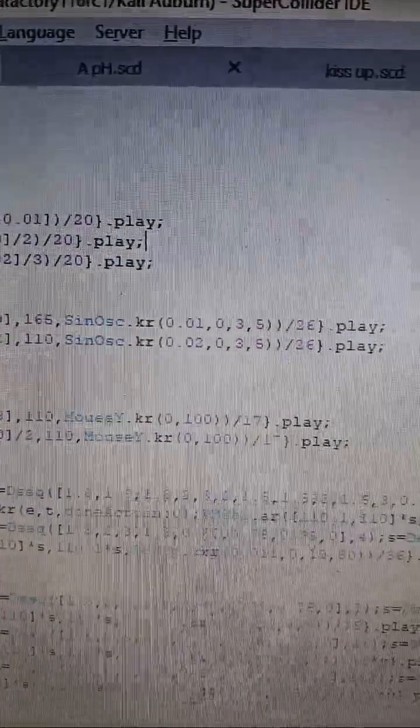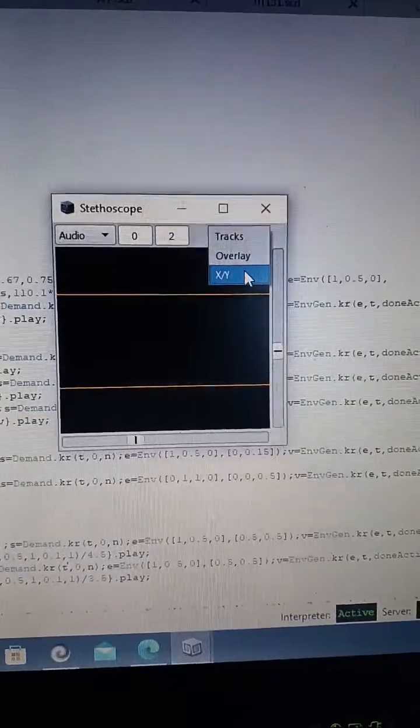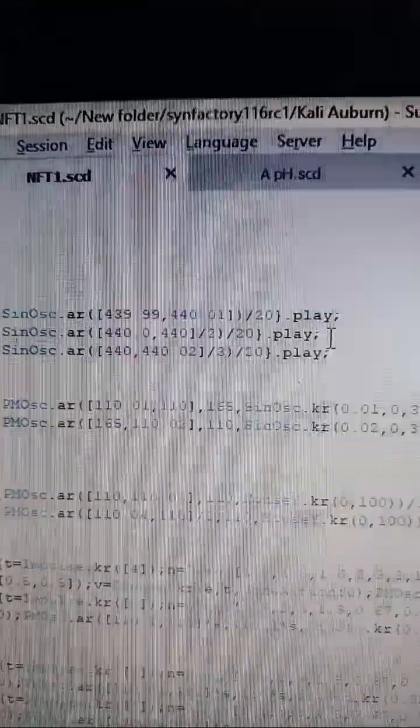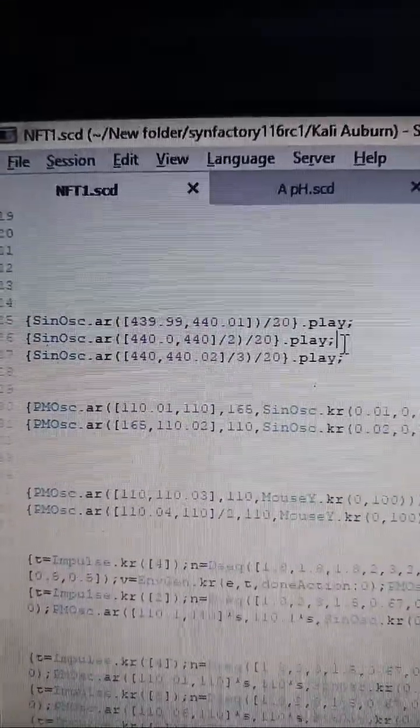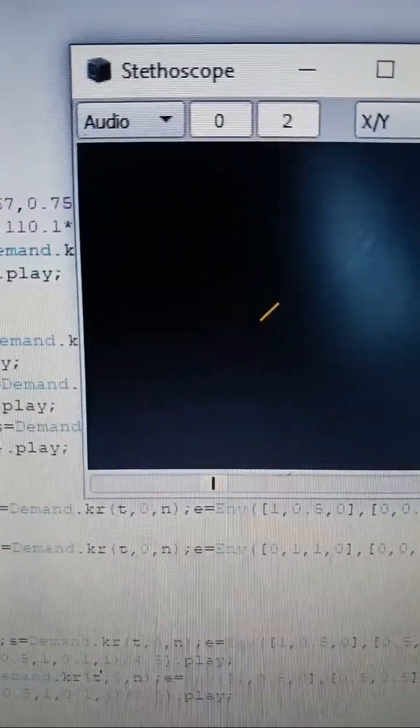Okay, wait, show scope, because I want a scope. I'm going to go in the XY plane. There we go. Okay, so now I'm going to run 440 and 440 on the two channels. Ooh, I just played it. It says the synth is going, so let's see. Maybe it's the signal and I'm just not hearing it. Oh, there it is.